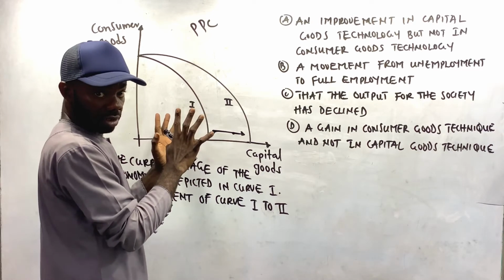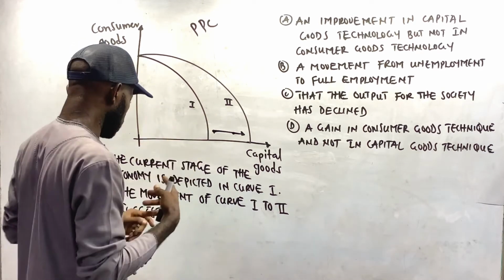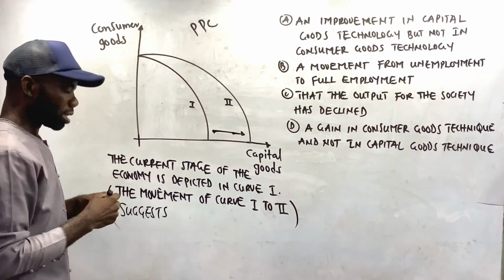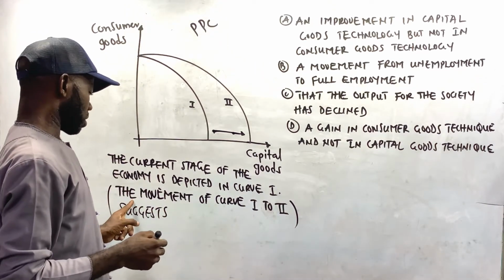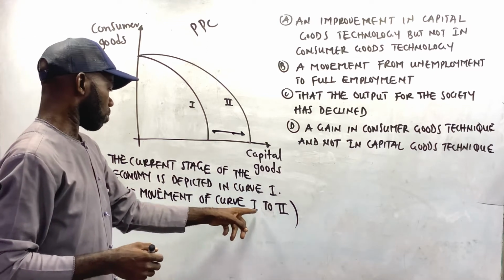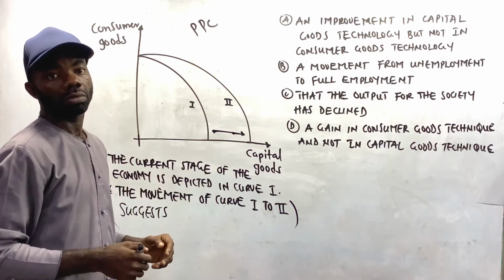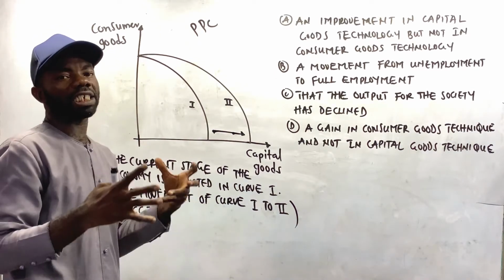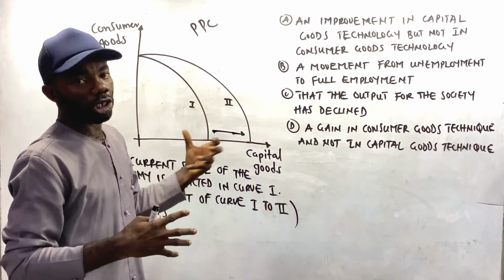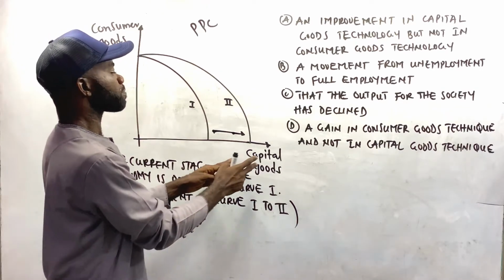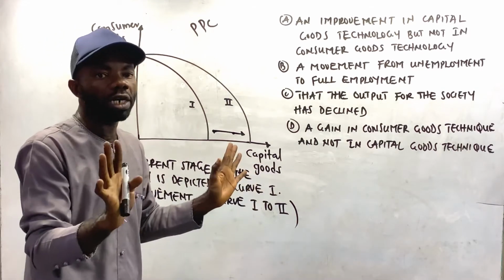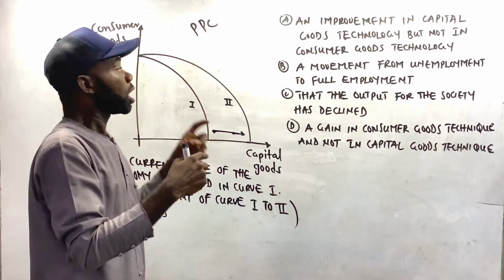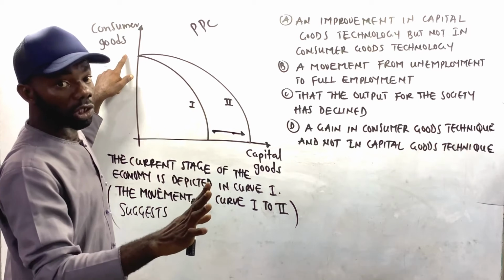That's what he's trying to confuse you with. But this is where the question lies. The question says, tell us what's happening if the movement of the curve from 1 to 2 takes place. So from 1 to 2 is a partial shift of the production possibility curve with respect to capital goods only. Partial because it affects one of the commodities. Consumer goods are still the same.